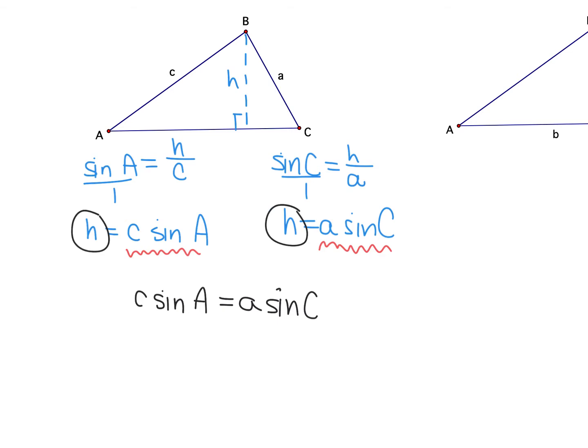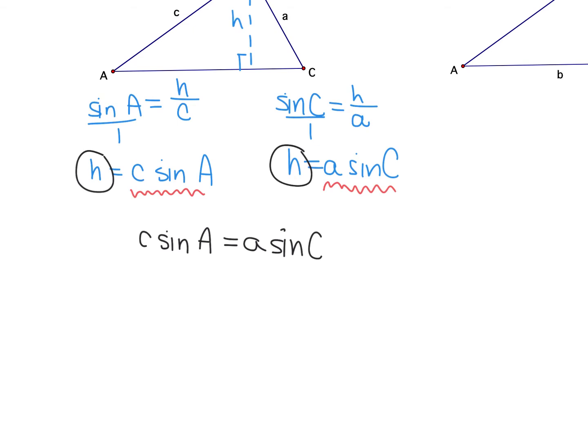Now, I want these little constants gone. I want c, the little c in front, gone from the left side. I want little a gone from the right side. So what I'm going to do is divide both sides by ac, because by dividing by c, I cancel that c out, and dividing by a, I'll cancel the a out that was in front of sine of C. So now when I clean this up, I get sine of A over little a equals the sine of angle C over little c.